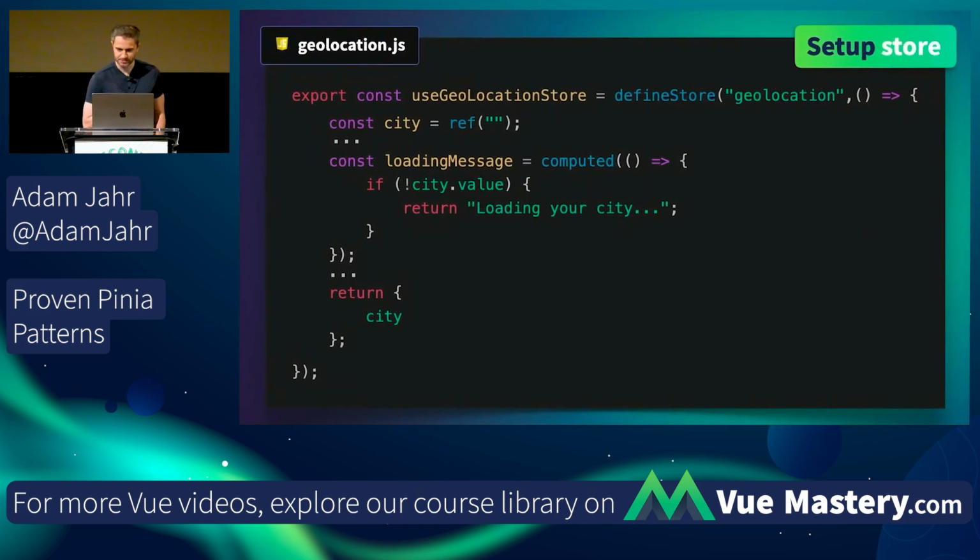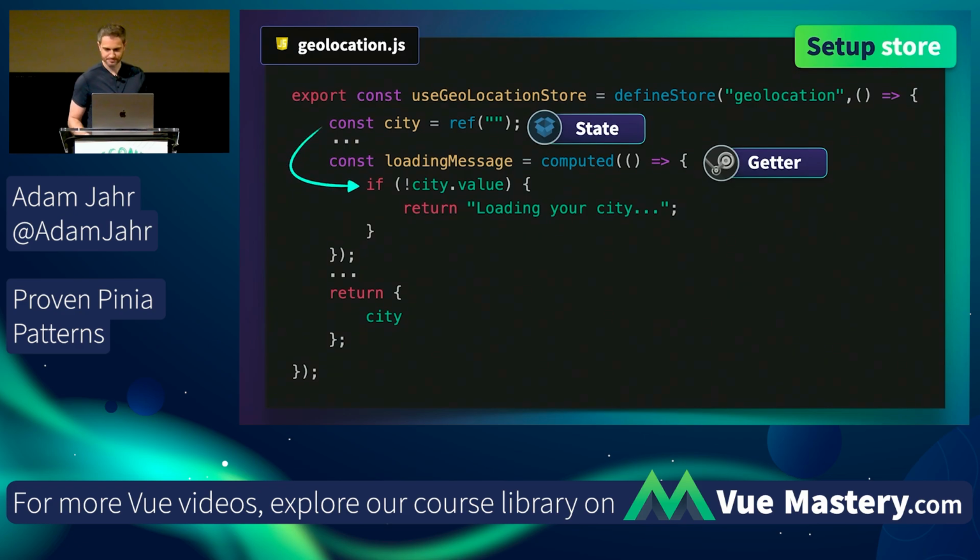Comparatively, in a setup store, for both actions and getters, we just access the state property directly. Just as we would within the setup function in a component using the composition API, we don't need to use this. In this example, the state property is a ref, so it's written as city.value. And again, remember, we do need to return everything because we're in a setup store, to make it accessible outside of itself.